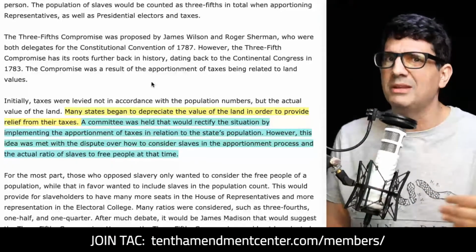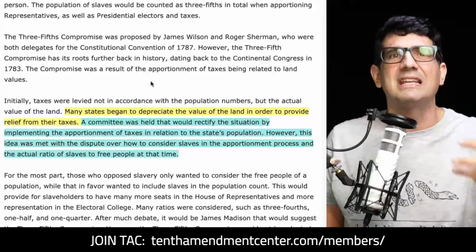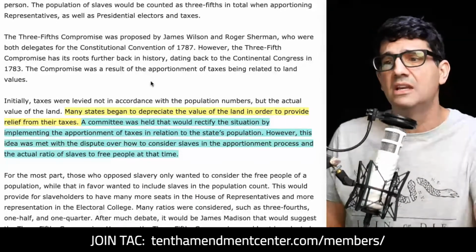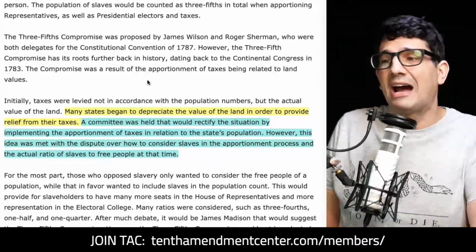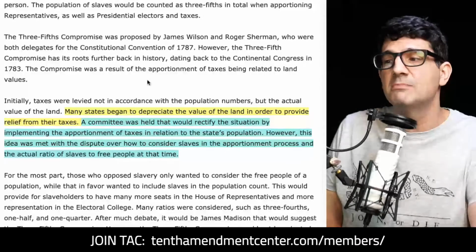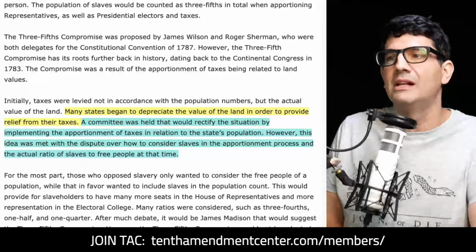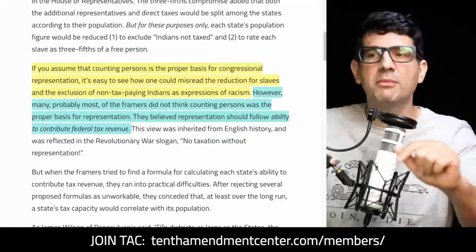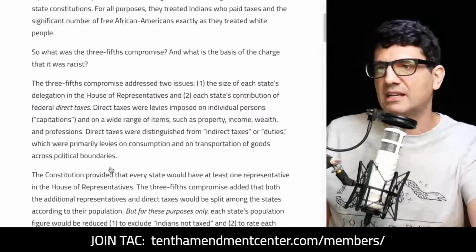They're contributing to the economy in a weird, immoral, horrible way, but this is part of the economic impact. So they started having debates about this. So the dispute was over how to consider slaves in the apportionment process and the actual ratio of slaves to free people at that time. So here from an article by Rob Natelson, which was originally published, I think, at Epic Times. Let me see.